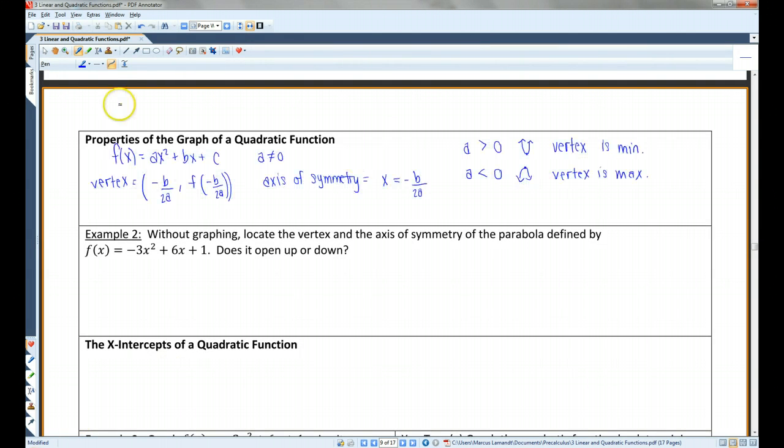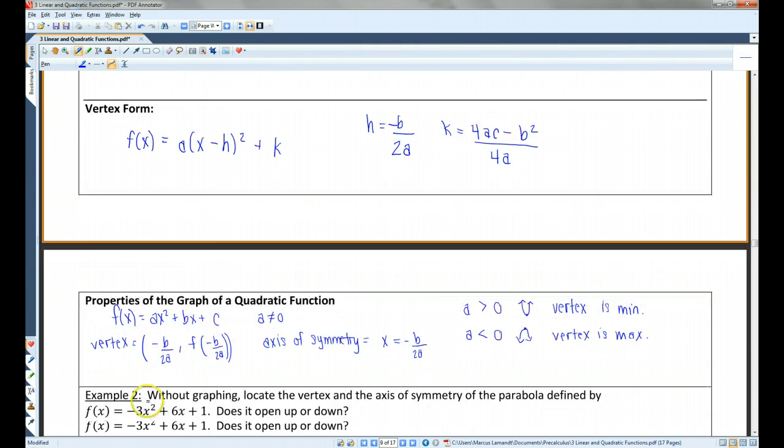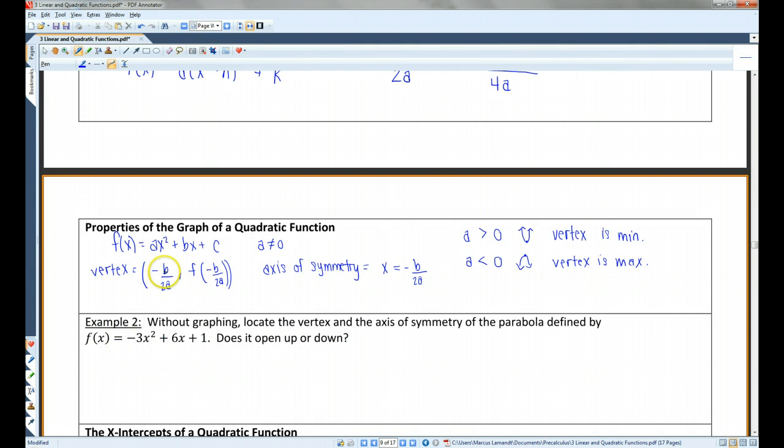This is just reiterating everything we just proved. f of x equals ax squared plus bx plus c. This is standard form. As we showed up here with our h, the vertex is going to be negative b over 2a, and then the y is whatever y is when you plug in the x term. The axis of symmetry is your x term at the vertex. If a is positive, the parabola opens up and the vertex is a minimum. Vertex would be down here. If a is negative, then the parabola opens down and the vertex is a maximum.